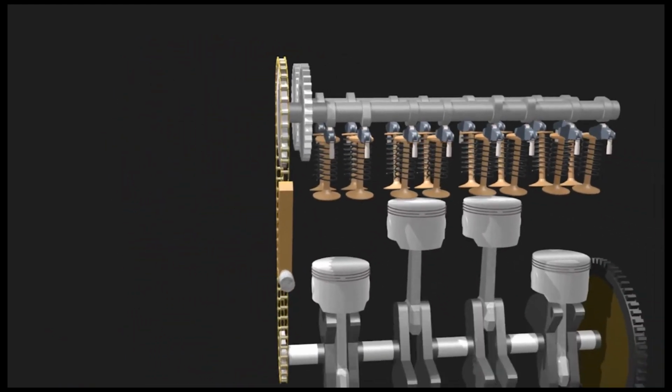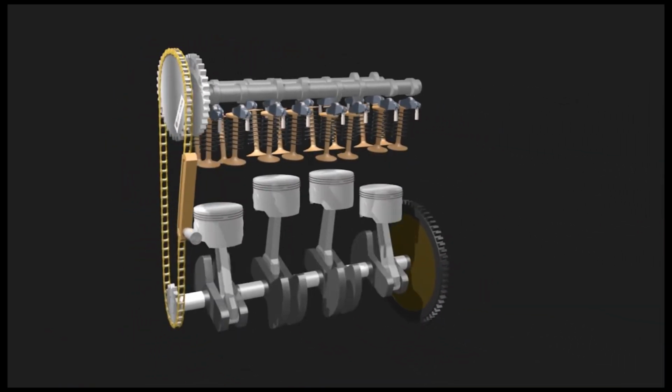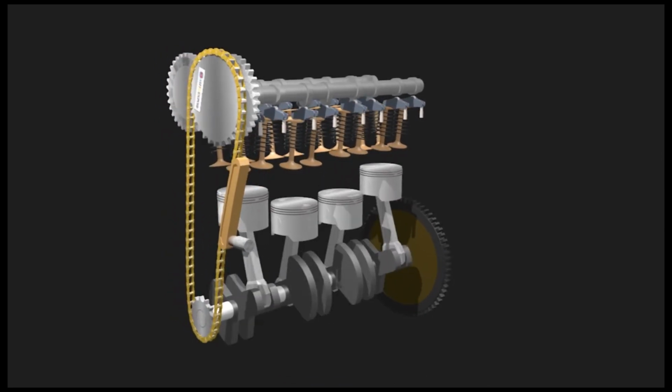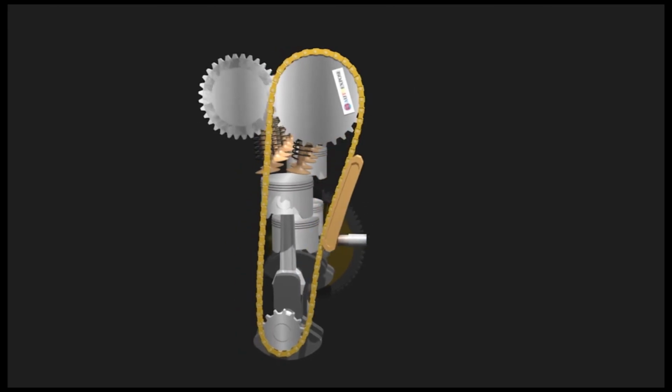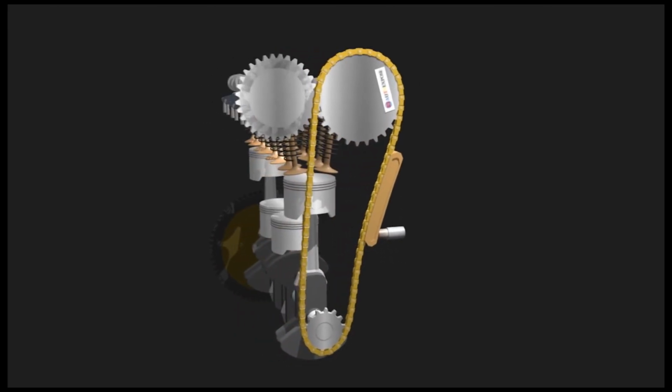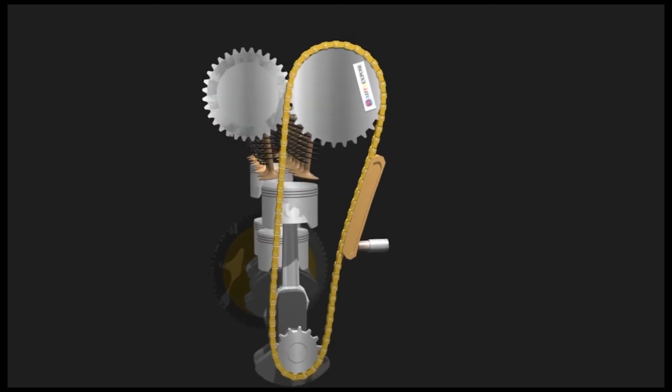However, DOHC has a solution. If you look at the chain, there is a track that presses the chain. Thus, when the chain is loose, the valve opening is not disturbed. This track is called a tensioner.